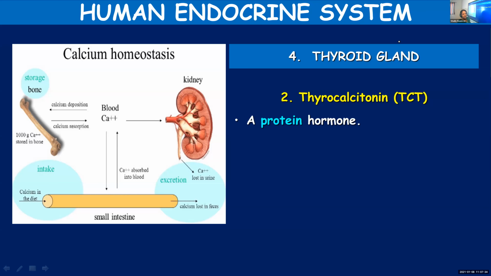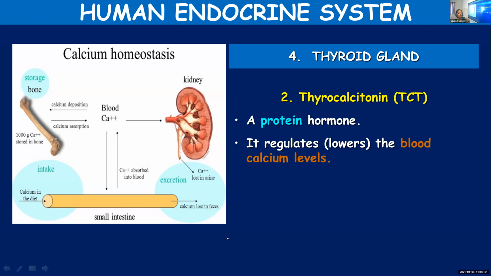Thank you, Nandana. Thyroid gland also produces the hormone known as thyrocalcitonin. It's a protein hormone. We abbreviate it as TCT, thyrocalcitonin. And it regulates the blood calcium levels. It lowers the blood calcium levels when it rises above the normal.